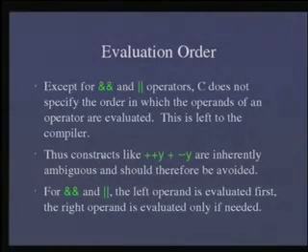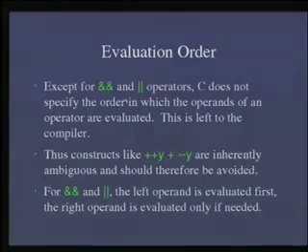Except for these two operators, these two exceptions we had noted in the last lecture, we will come back to these shortly. Except for these two operators, C does not specify the order in which the operands of a particular operator are evaluated. This is left to the compiler. So some compilers may evaluate the left-hand operand first, and some compilers may evaluate the right-hand operand first.